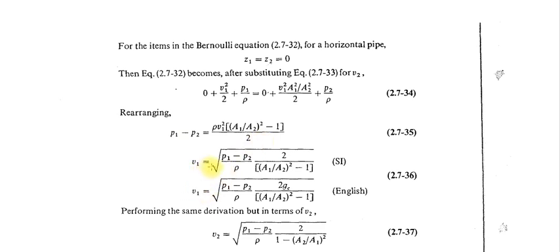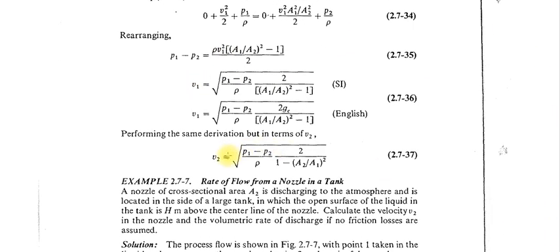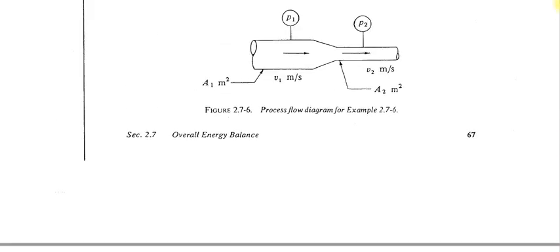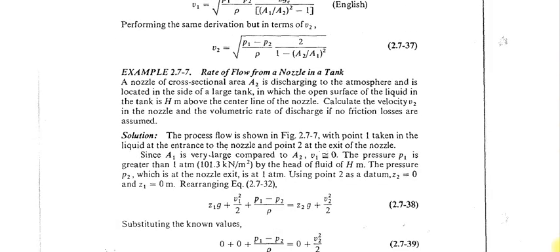You will get V1 equal to under root of P1 minus P2 by rho multiplied by 2, divided by in bracket A1 by A2 square minus 1. So this is the value of V1. Similarly, you can calculate the V2. So V2 will equal to under root P1 minus P2 by rho multiplied by 2, divided by 1 minus A2 by A1 square. So this is the value of V2. So in this way you can use the Bernoulli equation to calculate the value of V1 or V2 in terms of pressure difference, which is used in the Venturi meter and the orifice meter.